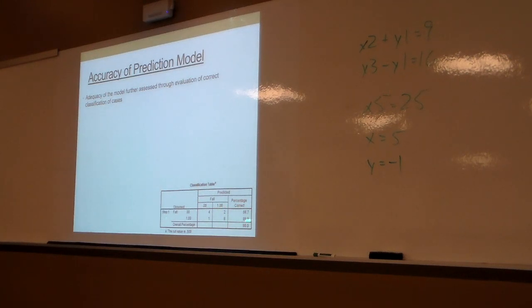So overall, we got 66% of the people who didn't fall correct, 89% of the people who did fall correct, and an overall percentage correct of 80% based on our model, right? So I might just eyeball that and say, hey, we did okay, right?